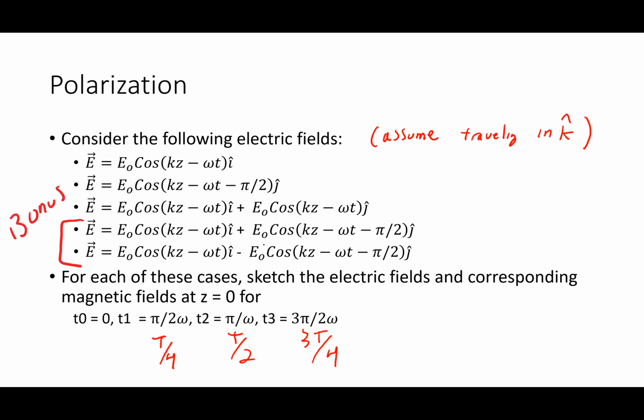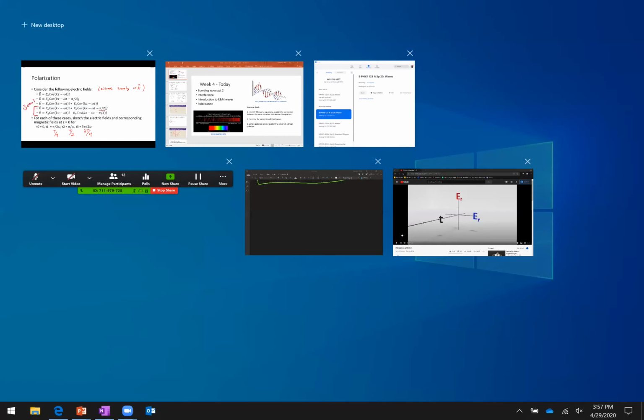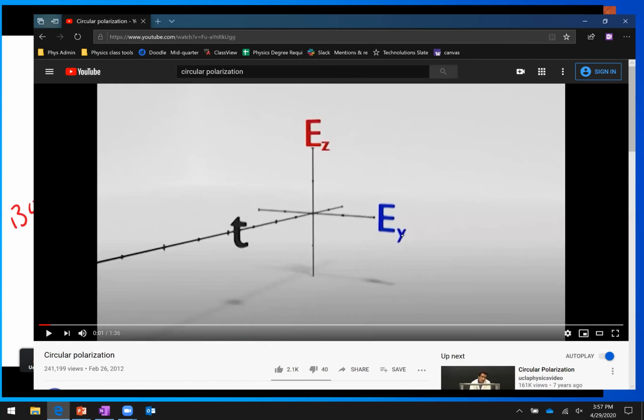I also threw in two slightly more challenging ones that I didn't really ask you about. I want to look at what happens if I take the electric field in the x direction and add an electric field in the y direction, but now it's pi over 2 out of phase. So the x and y components are out of phase. This gives us a really interesting special case that I wanted to talk about. It's not just because I think it's wacky. It actually is a really commonly used situation. So I'm going to show a little bit of a video here.